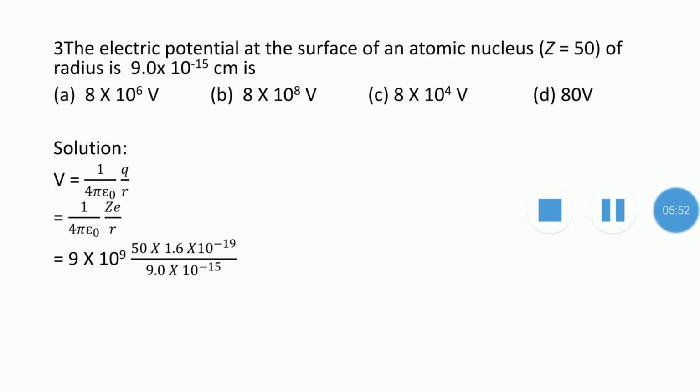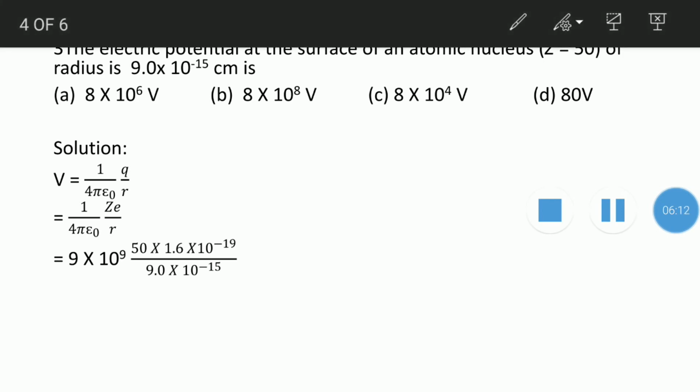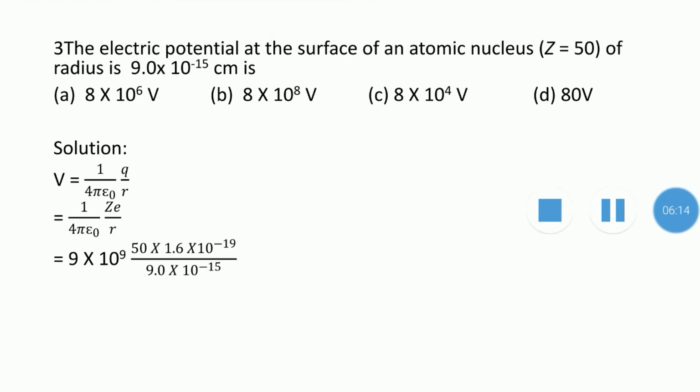And when you add all the powers of 10, you will get 10 to the power 9 into 10 to the power minus 19, 10 to the power plus 15. So the power of 10 will become 5. Here you have 80 into 10 to the power 5. When you rearrange the terms for 8, you will get 8 into 10 to the power 6. Therefore, option A is the correct answer. Option A is the correct one.